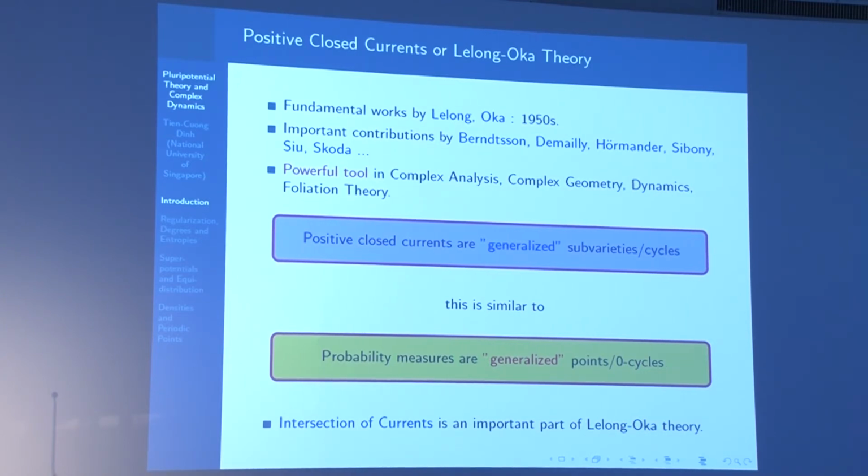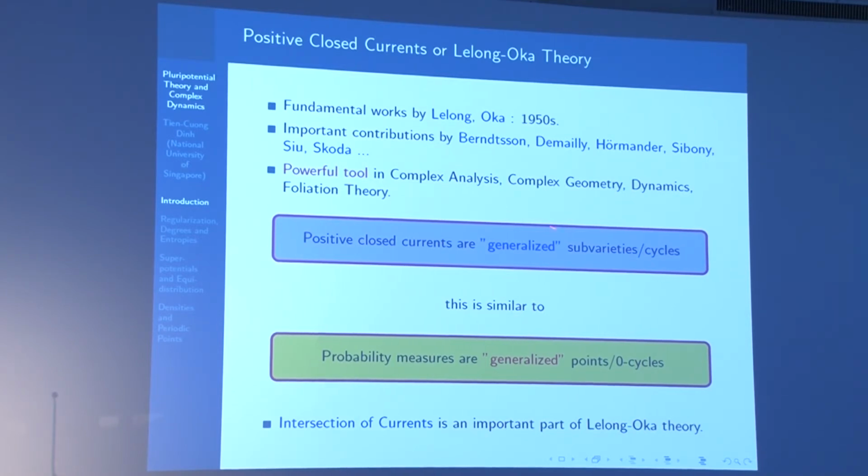I'm not going to give you the formal definition of positive closed currents, but the idea is the following. You can see that probability measures are generalized points. If you have a point, then you have a Dirac mass, which is a probability measure. So we can see that a probability measure is a generalized point. Now, in higher dimension, positive closed currents are generalized subvarieties. This is similar to the case of dimension 0, except that here the dimension can be positive. Or you can consider cycles. A cycle means that you take a finite combination of varieties or points.